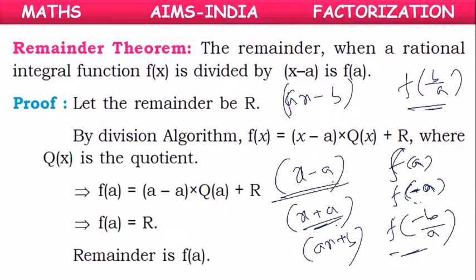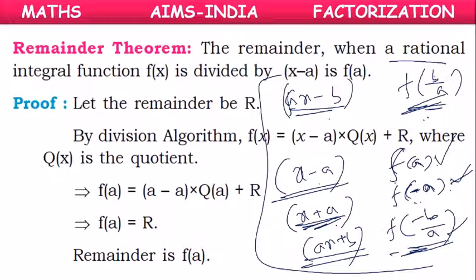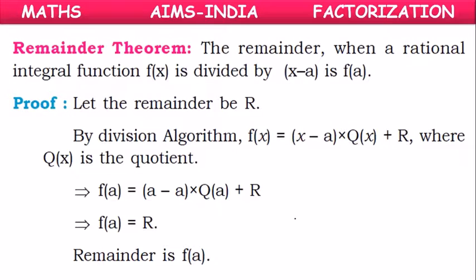So if x minus a is the factor, f of a is the remainder. If x plus a is the factor, f of minus a is the remainder. If ax plus b is the factor, f of minus b by a is the remainder. If ax minus b is the factor, f of b by a is the remainder. These four shortcuts you have to remember so that you can solve any problem. If you don't remember these four shortcuts, it will be difficult for you. You cannot solve the problems.